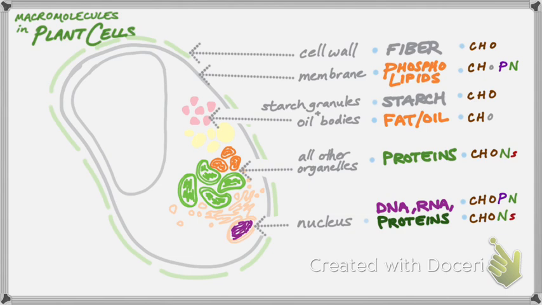Hopefully this gave you an overview of what the different macromolecules are used for in plant cells and which can be easily and which can be more challengingly produced in plants.